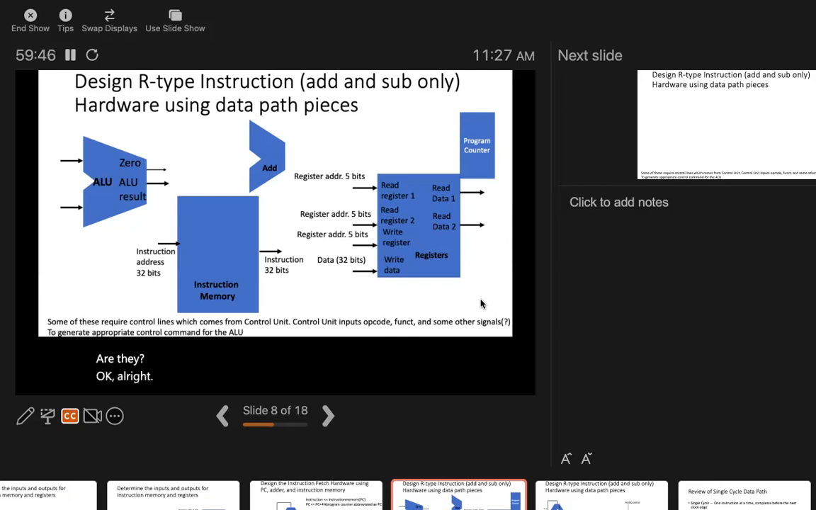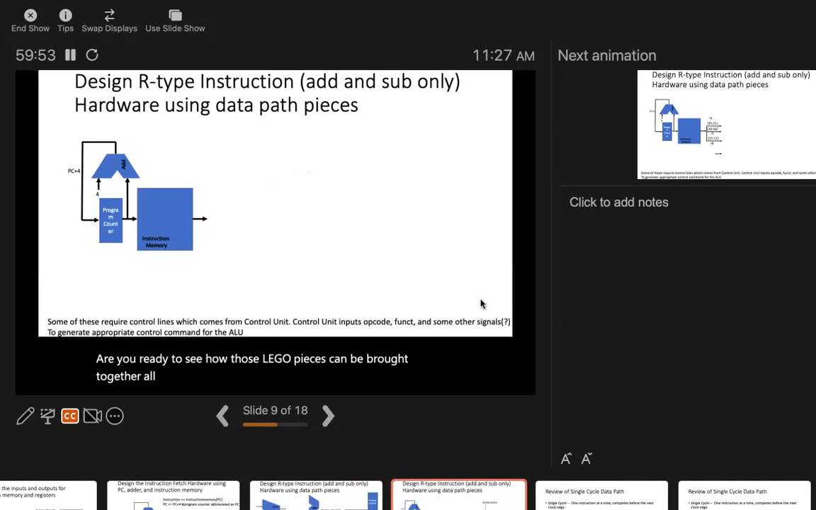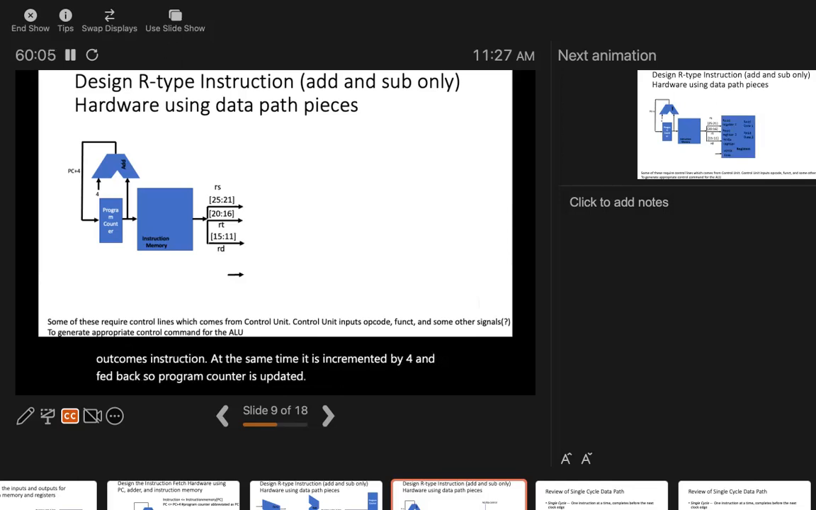Now, are you ready to see how those Lego pieces can be brought together? All right. This is your instruction fetching hardware. The program counter goes into the instruction memory, and out comes the instruction. At the same time, it is incremented by 4 and fed back, so the program counter is updated. Now, when the instruction comes out of the instruction memory, there are certain fields to it. The first 6 bits happen to be the opcode, OP, which we will not worry about just yet because we are only focusing on the R-type hardware.